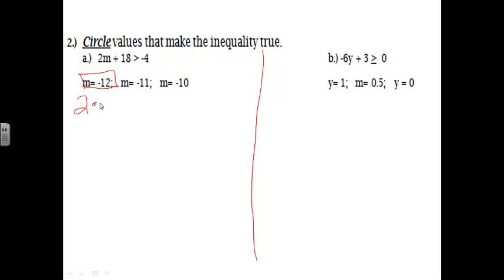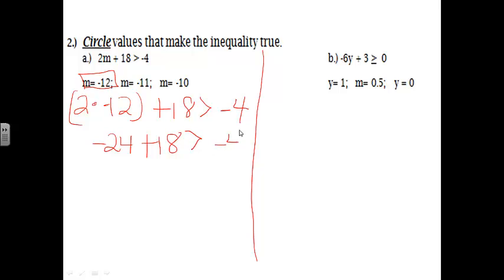So 2 times negative 12 plus 18 is greater than negative 4. Let's see if this is true or not. So we have negative 24 plus 18 is greater than negative 4. This would be negative 6 is greater than negative 4. Is that true? No, it's not. Negative 6 is a smaller number because we're talking about negatives. So negative 12 would not work.